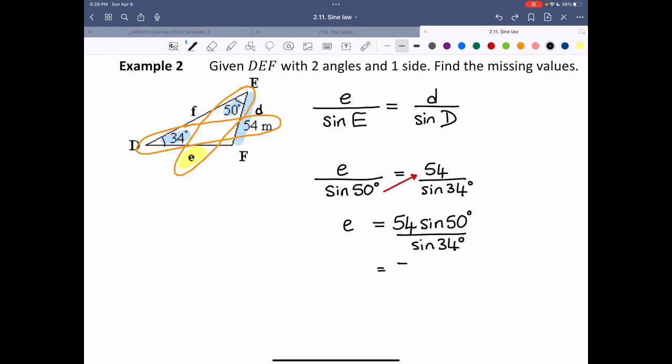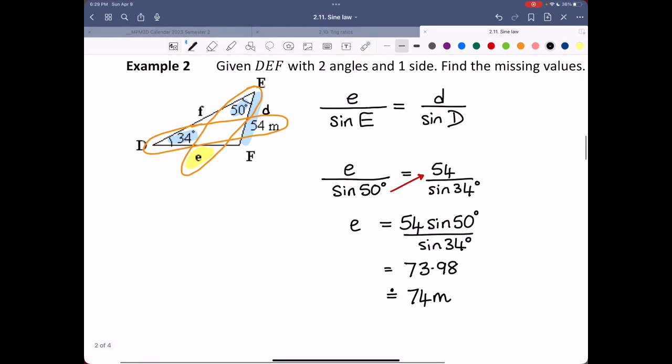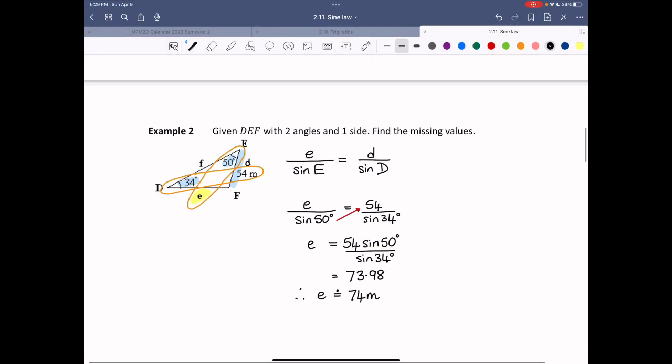In this case, I'm going to go with 2 because I get 73.98. Actually, let's round that to 74. So 74, and we're in meters, so 74 meters. Okay, let's put the therefore sign in there. So we found our E.